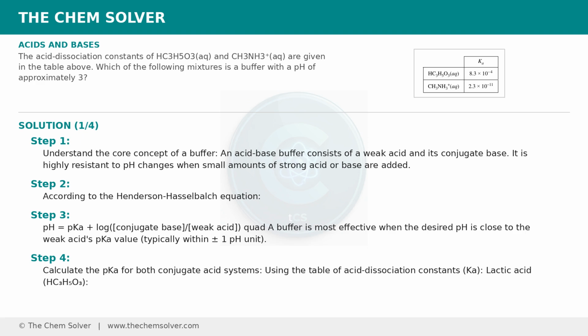A buffer is most effective when the desired pH is close to the weak acid's pKa value, typically within plus or minus 1 pH unit.